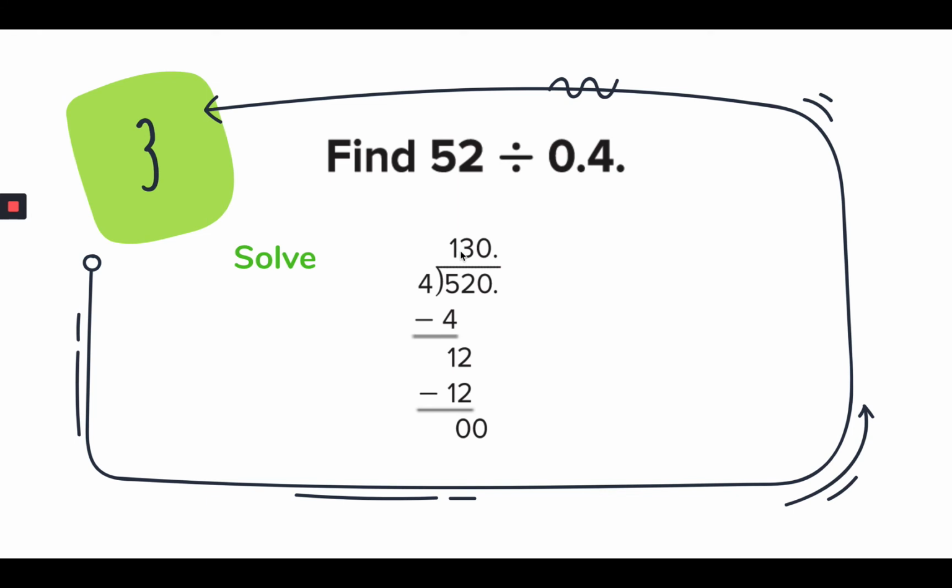So 4 goes into 5 once. 1 times 4 is 4. Subtract, I get 1. I bring down the 2. 4 goes into 12 3 times. 3 times 4 is 12. And drop down that 0. 4 goes into 0 0 times. My answer is 130. But again, in this case, the big tweak or different thing was I had to add a 0 to the dividend.